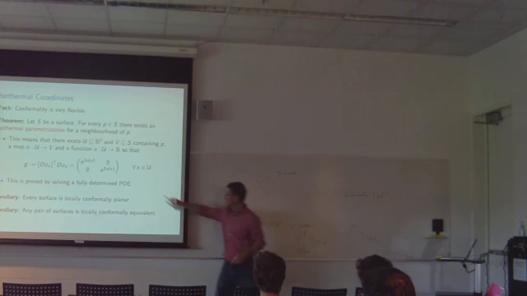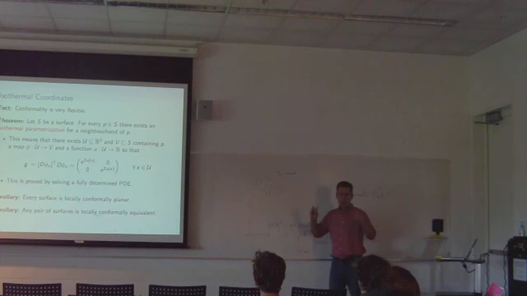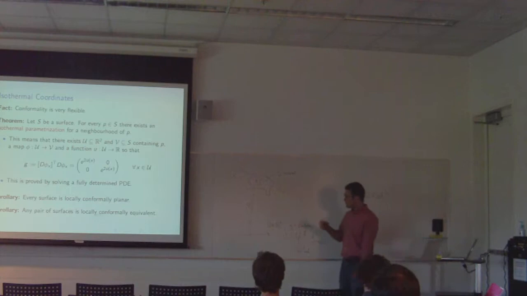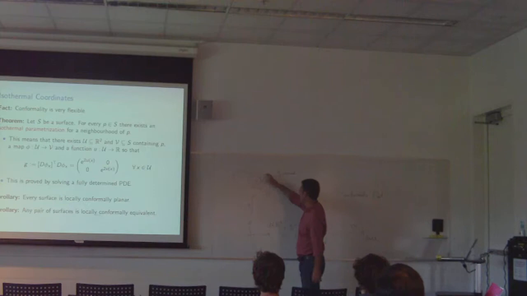How do you prove this? It's proved by solving PDEs, or at least by quoting an existence theorem for partial differential equations. What you do is you make the phi's the unknown quantities, and you write down the conditions that the metric be diagonal, but not the identity. It turns out those conditions lead you to a fully determined PDE that you can solve, up to some natural ambiguities like rotations over here and rotations down here.